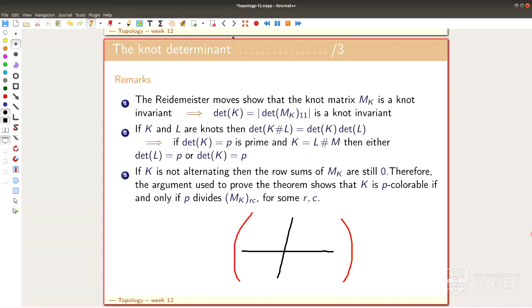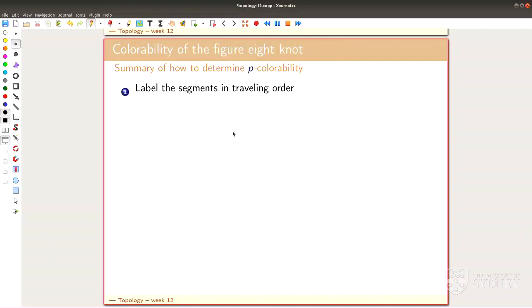Okay, let me just do that again. So algorithmically, how it works, and it's kind of recommended to do this yourself. It's really not hard. For something like the figure eight knot, you get a 4x4 matrix, and you cross out one column and one row, so you get a 3x3 matrix whose determinant you need to calculate. And I already told you the answer, remember.